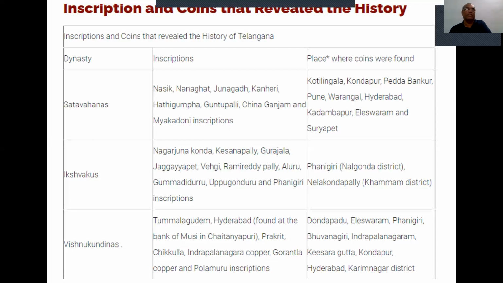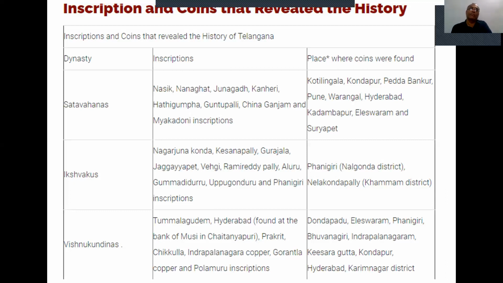So next to the Satavahanas, we have the Ikshvakus, and this was also a very powerful dynasty. You have inscriptions available in Nagarjuna Konda, Kesarapalli, Gurjala, Jaggayapeta, Vegi, Ramireddy, Aluru, Gumanaraluru, and Uppagonduru. Very interestingly, most of these regions are in present Andhra Pradesh, which clearly means that the Ikshvakus had control over the coastal regions of South India also. They were also big imperialists.